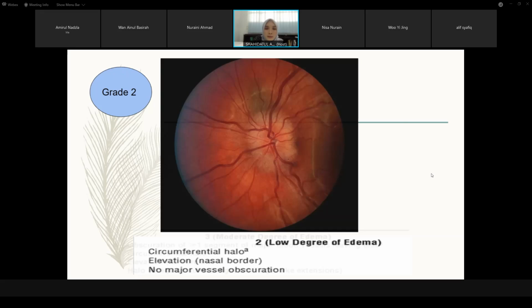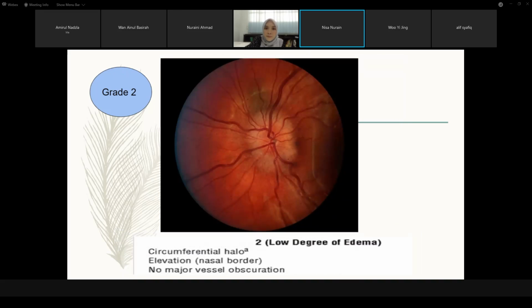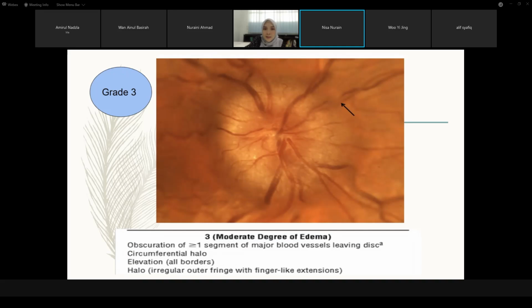So next. And then for grade 3, kita akan nampak obscuration of more than one segment of major blood vessel leaving disc. Macam tadi kita nampak, dia clearly kita nampak dia masuk optic disc tu. Kalau kat sini kita nampak macam dia dah mula kabur-kabur, macam tak nampak sangat dia masuk. So focus, and then still ada circumferential halo, elevation for all borders, and halo with irregular outer fringe with finger-like extension.